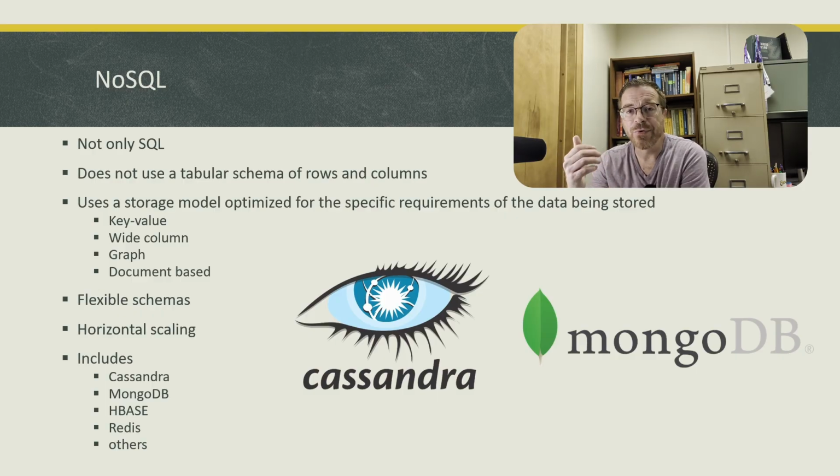It can, in fact, replicate exactly what SQL does, but it also can have other schema or storage methods that SQL does not have. It allows you to have flexible schemas. It will allow for horizontal scaling, which means that it's actually a lot better for scaling up than SQL is. And these would be things like Cassandra, MongoDB, HBase, Redis, and plenty of others.